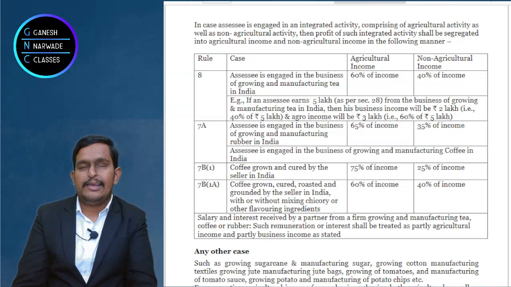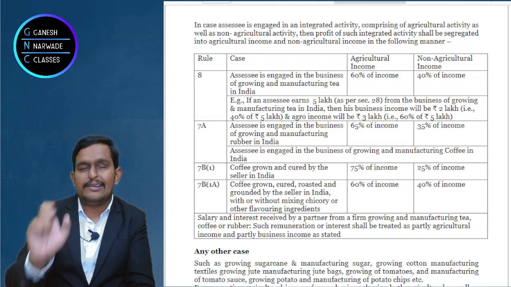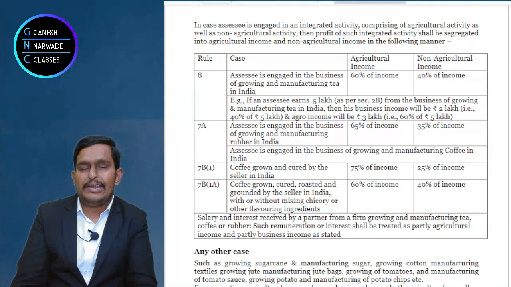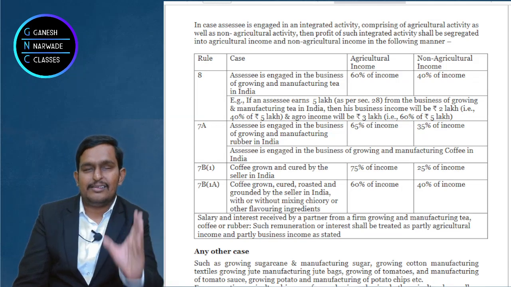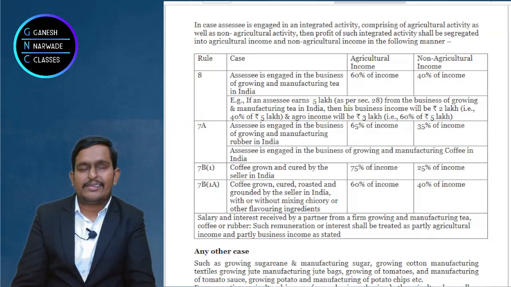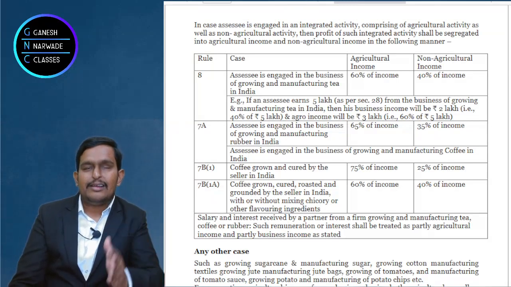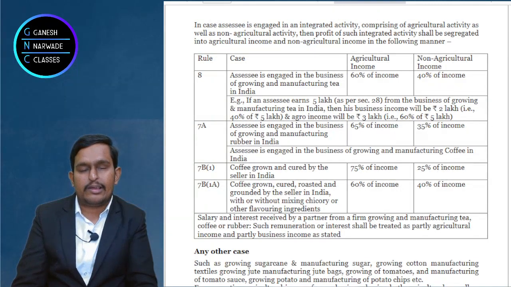Okay. So for tea, rule 8 says that 60 agriculture, 40 non-agricultural. Now rule 7A talks about rubber. For rubber, which we actually take out from forest and finish it, then make it a product for sale, everything is done, right? So 65% agricultural and 35% non-agricultural. Clarity should be there. Okay. Shall I take you to the third part of the story?